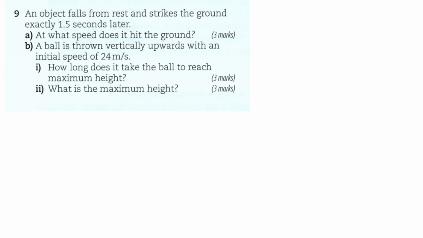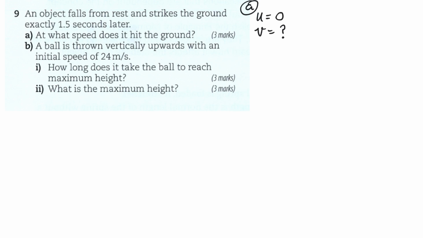Question 9. An object falls from rest and strikes the ground exactly 1.5 seconds later. At what speed does it hit the ground? So we'll assume this is happening over the Earth, and so the g, acceleration due to gravity, we can take to be 10 meters per second squared. So falls from rest means that u equals 0.